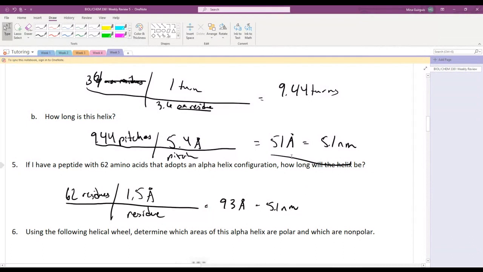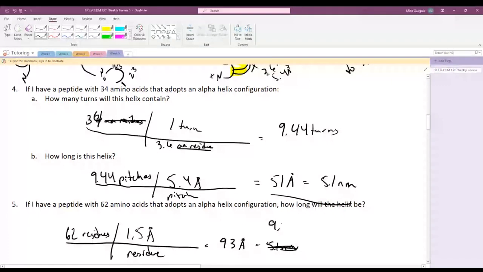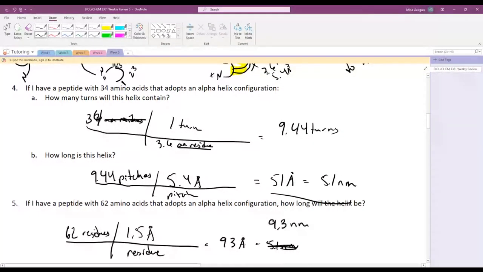And again, we can ask ourselves if this makes sense, because if we look at our previous one, we got 51 angstroms for 34 amino acids. I just wrote 51 again, I'm sorry, that should be 9.3, or 93 angstroms from 62. So we got almost double the number of amino acids and almost double the length, so that makes sense.